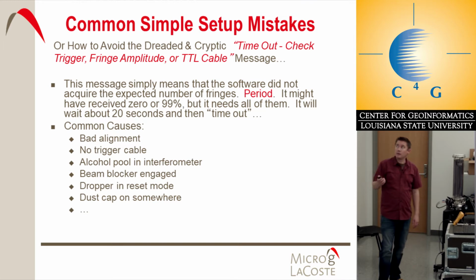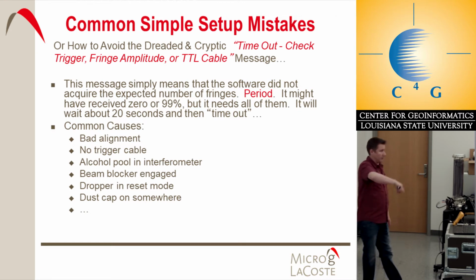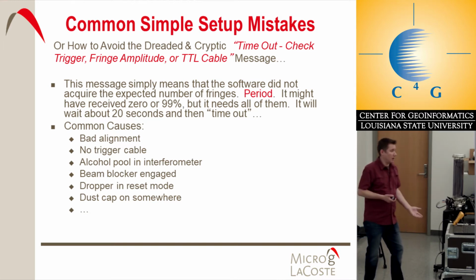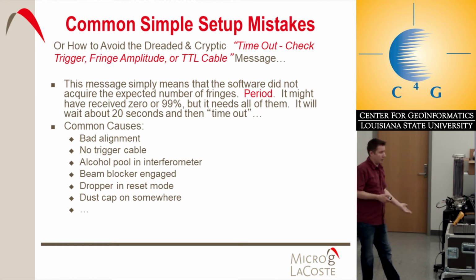We already actually saw this one. This is a great timeout, check trigger, fringe amplitude. So if it's looking for fringes and it doesn't get fringes, there could be a couple of different problems. In our case, we forgot the USB. At that point, it didn't lift or drop. But if it lifts and drops and waits, then I try to play that trick on you, right?